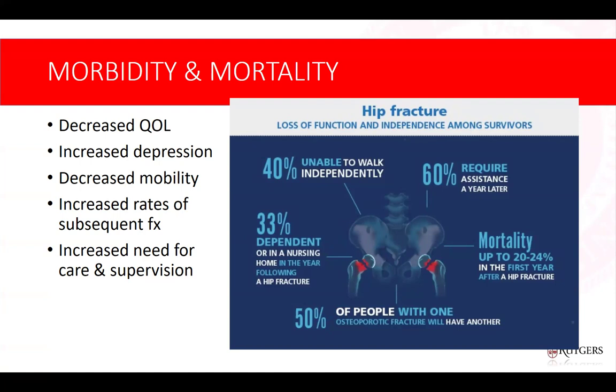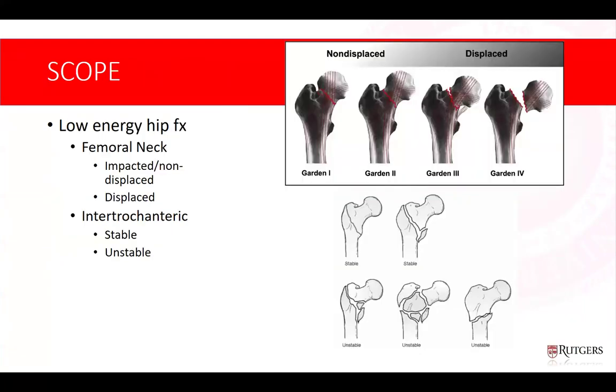Mortality is also very high after these fractures. About a quarter of patients will die within a year of their hip fracture, and that can be even higher in the high-risk patients. In terms of scope, this is really just low-energy elderly hip fracture patients. We'll talk a little bit about the differences in morphology, femoral neck and intertroch, but that's the scope of this project or this presentation.